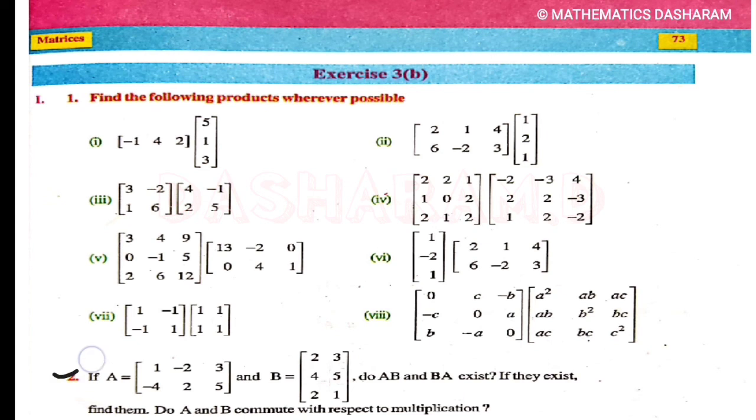Next, second bit: A, B, two matrices are given. Do AB and BA exist or not? If they exist, find them. Do A and B commute with respect to multiplication? So I will explain this problem in the next class. Thank you.